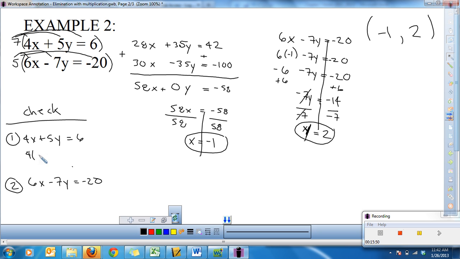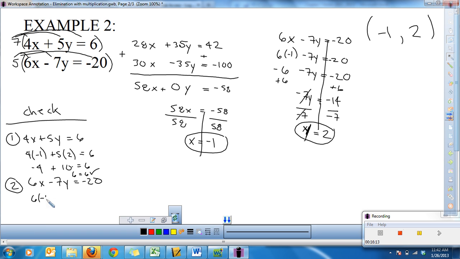4 times x is going to be -1. 5 times y is going to be 2. So 4 times -1 is -4. 5 times 2 is 10. -4 plus 10 gives you 6. That one works. Let's try this next one.